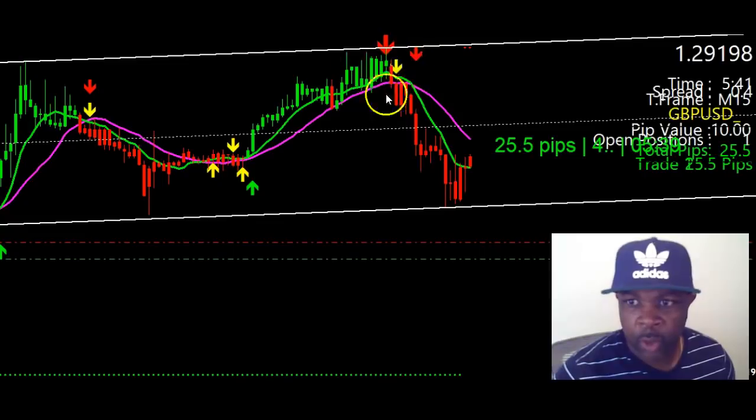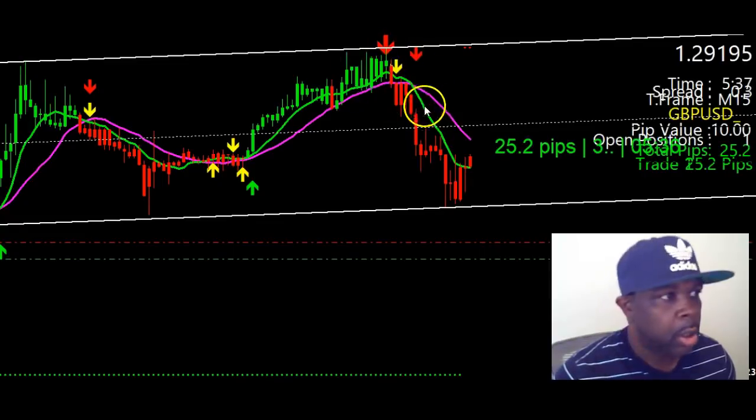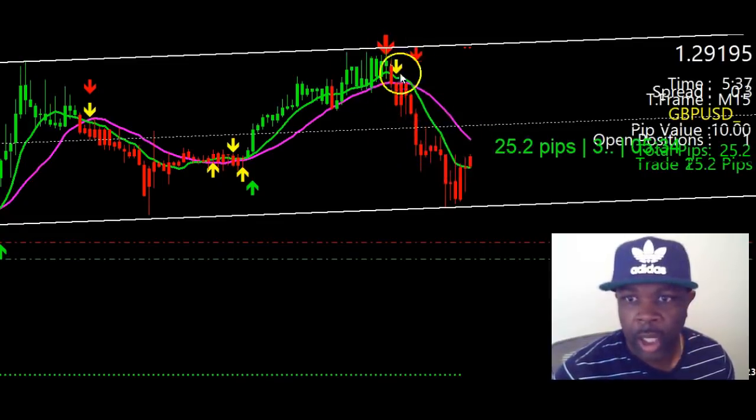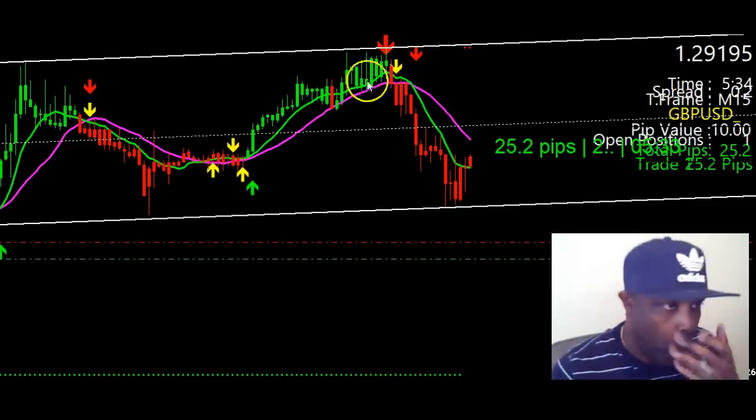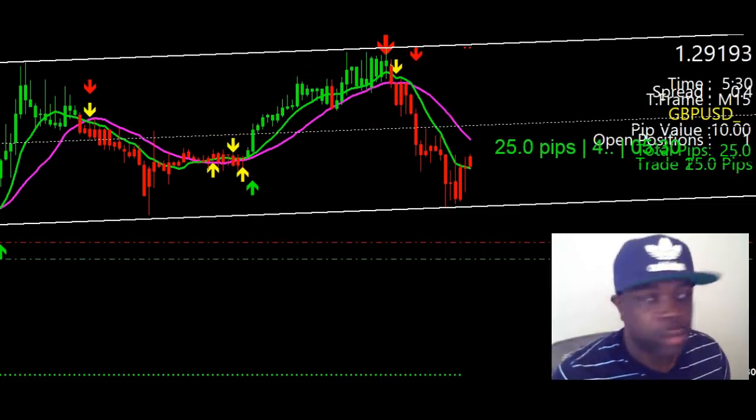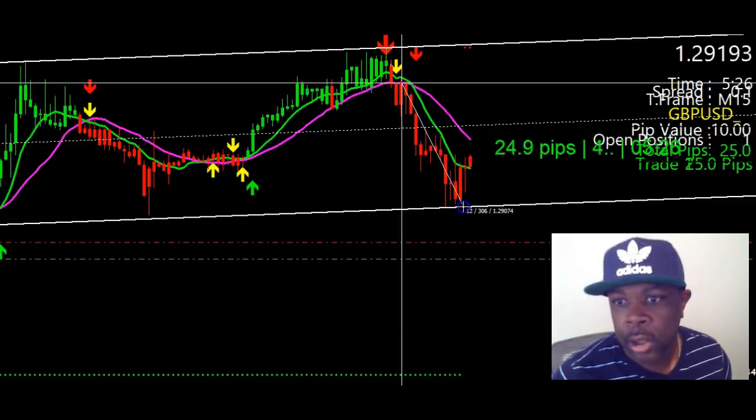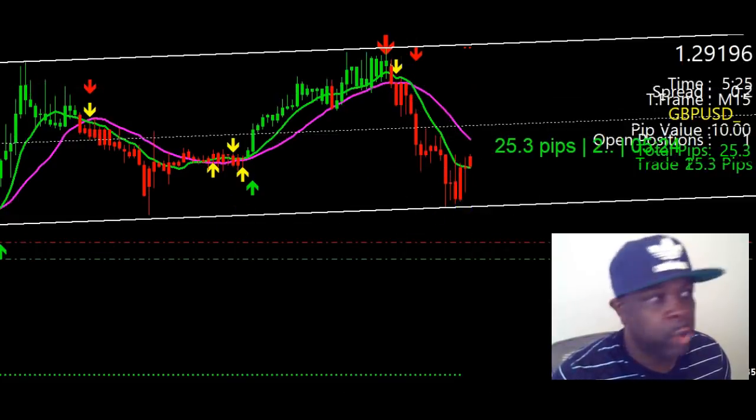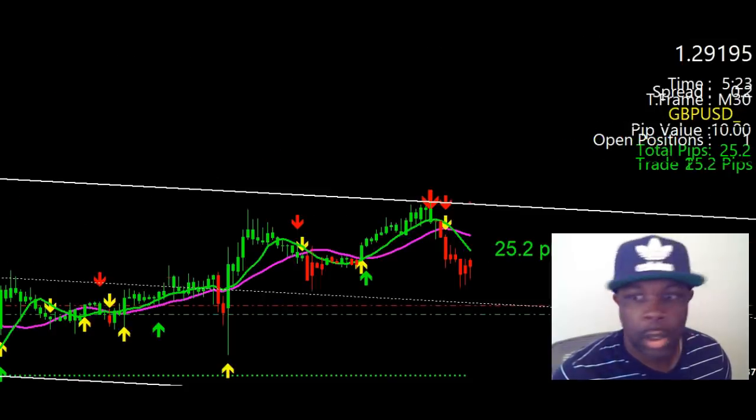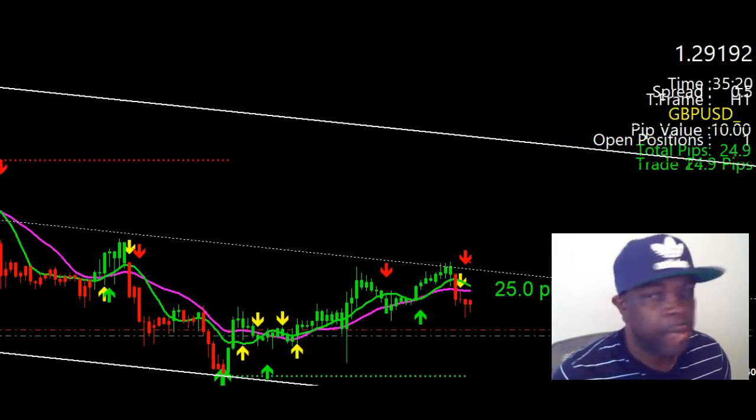Oh, we missed a good one. Well, yeah, missed a good one. Golly, look at that. That was a nice one right there. Nice little pullback. Straight to the lines. 30 quick pips. Y'all see that? 30 quick ones. I'm going to pull back.